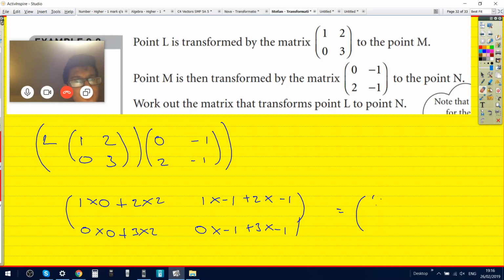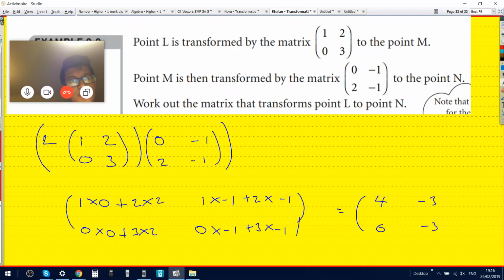I believe the first one was 5, was it? 5. 1 times 0 plus 2 times 1 times 0, so that's 4. Sorry, final answer for this one? So I got 4, minus 3, 6, minus 3.